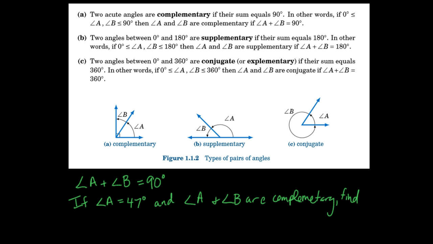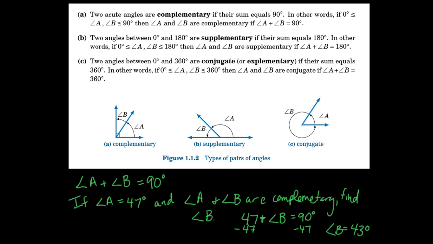find angle B. So how would you find angle B? Well, you can say that 47 plus angle B equals 90 degrees. This is actually just a linear kind of equation. We're going to subtract 47 from both sides, and that will show that angle B is equal to, what is that? That's 43 degrees, if I did my math correctly.